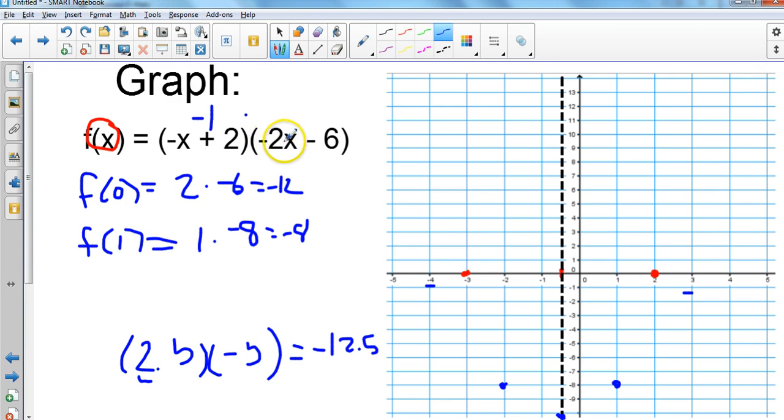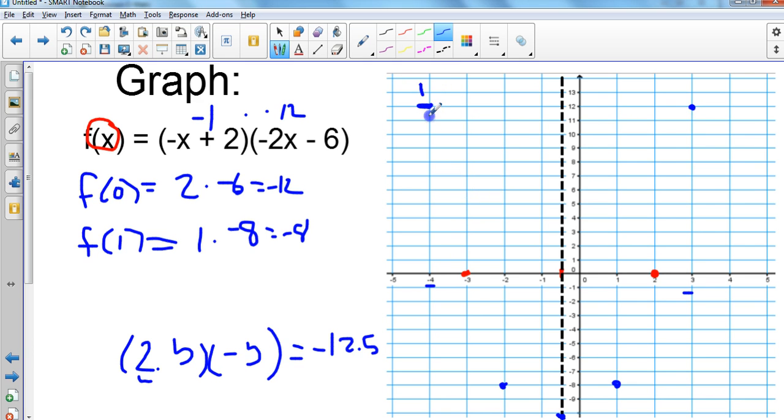times 3 is negative 6, and negative 6 minus 6 is negative 12. And a negative 12 times a negative 1 is a positive 12. So when you put in a 3, we actually get out a positive 12, and so will its reflection here. If we put in a negative 4, we'll get positive 12.